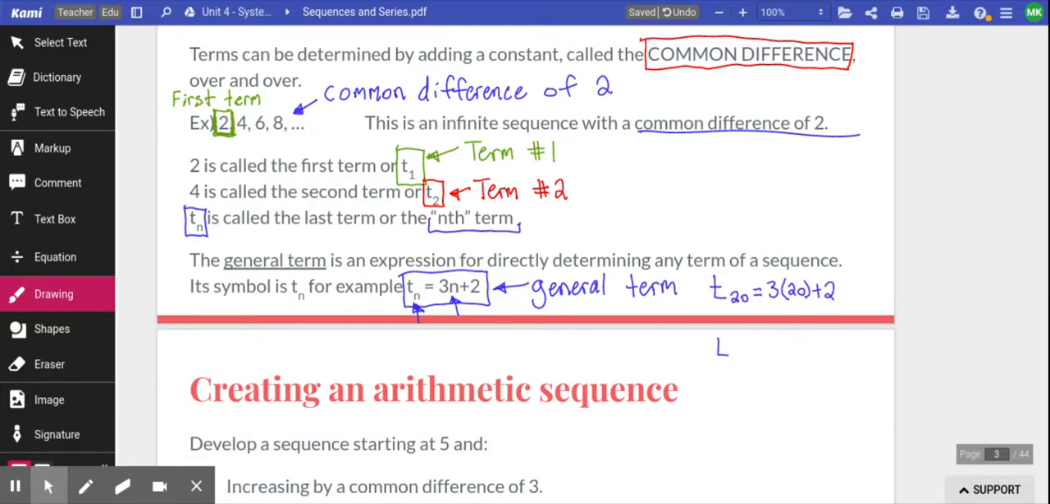This means that the 20th term is 62. So instead of having to count all the way up to the 20th term, 2, 4, 6, 8, all the way up, I could just use this little general term formula to figure out what something is. We are going to have a formula to be able to use arithmetic sequences. We just haven't got there yet.